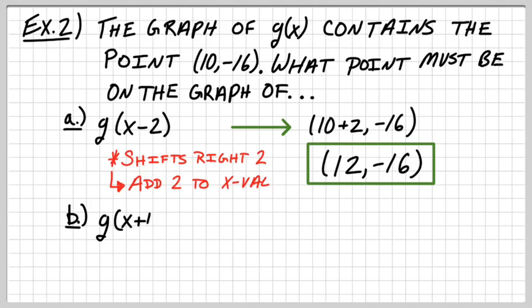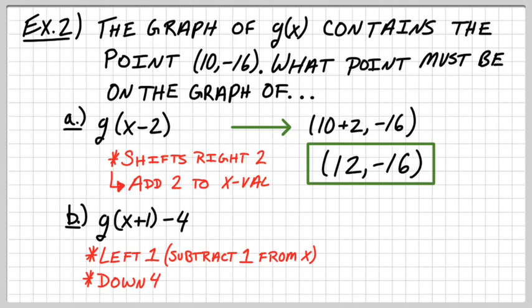And then for part B, what about for the graph of g of x plus 1 minus 4? What point do you know for sure would be on that graph if this one is on g of x? Okay, so what happens with these two transformations here? So the plus 1, that moves the graph left 1. So essentially you would just subtract 1 from the x value.